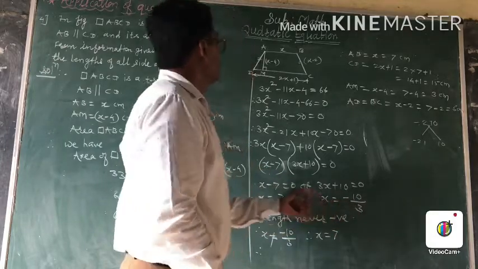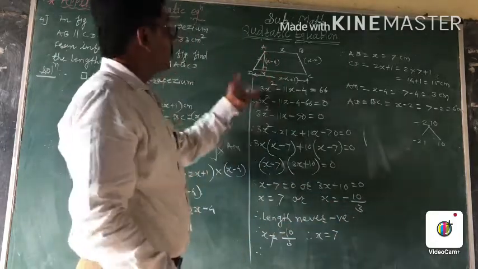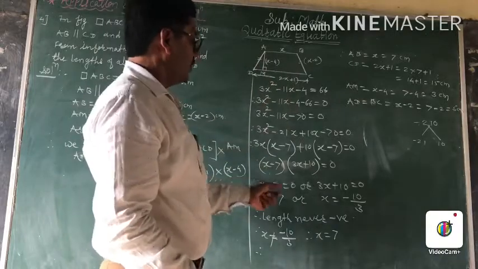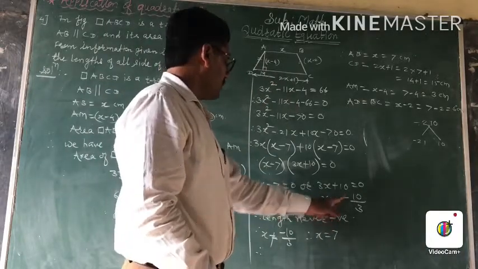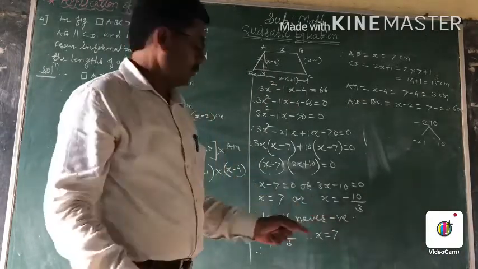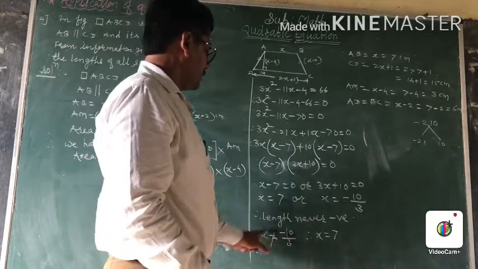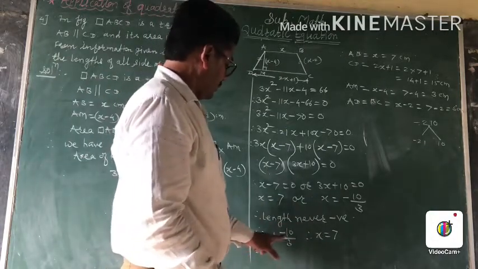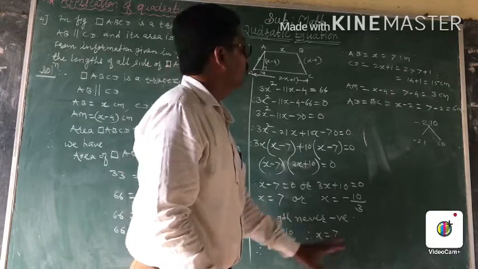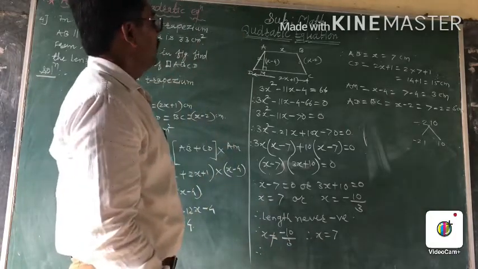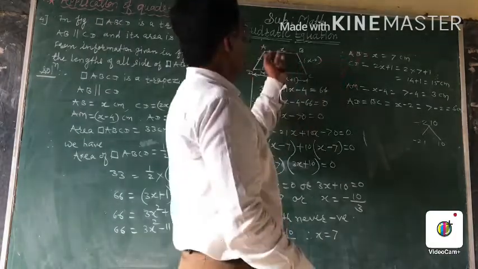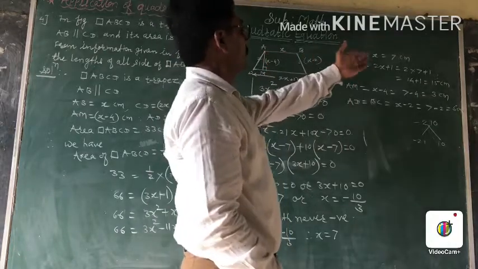But x is the length of one of the sides, and this value is negative; a length can never be negative. Therefore this value is negligible. Therefore x is equal to 7 is the correct value. Therefore x is one of the sides, AB, whose length is 7 cm.